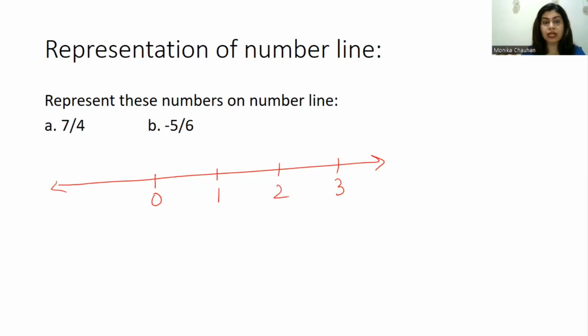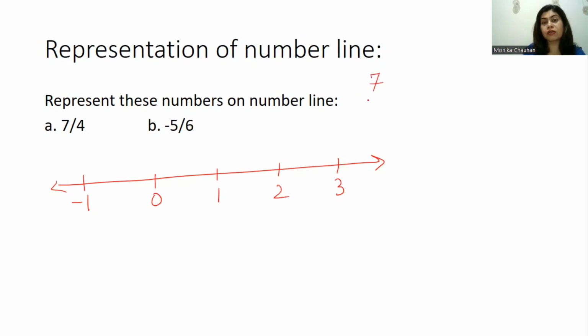Have you seen your ruler or scale? Exactly, you have to make it over here. So right side is always positive and the left side, it is always negative. Okay. Now, how do we represent? That's the question. Your first question is 7 upon 4.